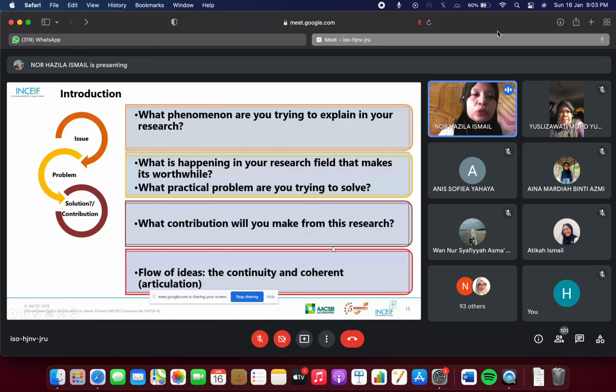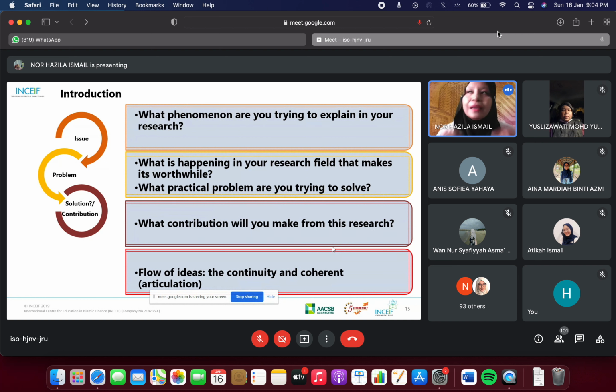This is what you have to have in your introduction. When you are doing your project or your report, your analysis, of course you know what your issue is. So what you have to explain is the phenomenon of your research. What is the issue? You don't just suddenly come and do research. There must be an issue creating a problem, then you come up with the solution. That is research. That is what you should have in your introduction.